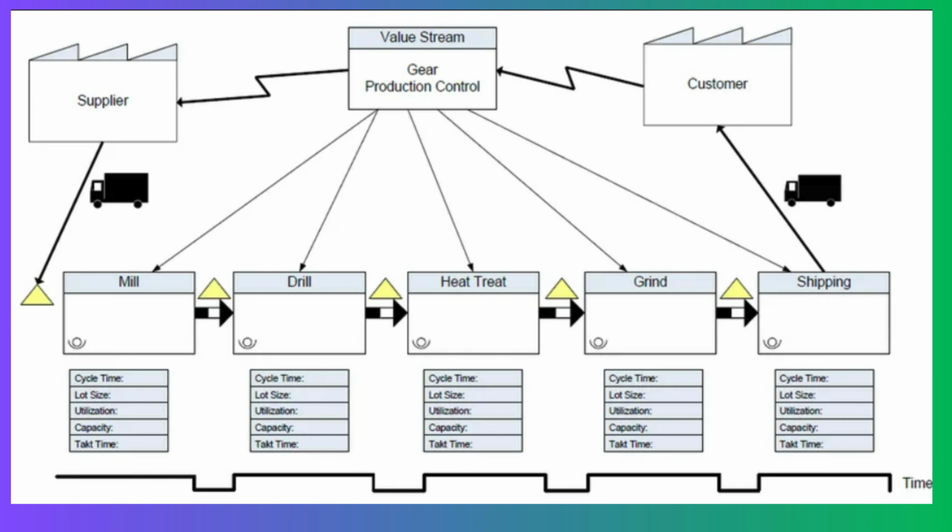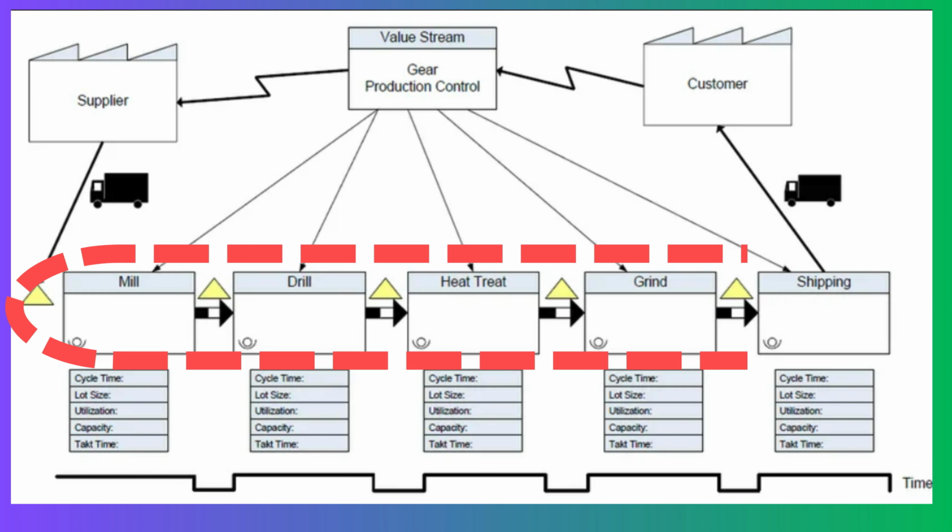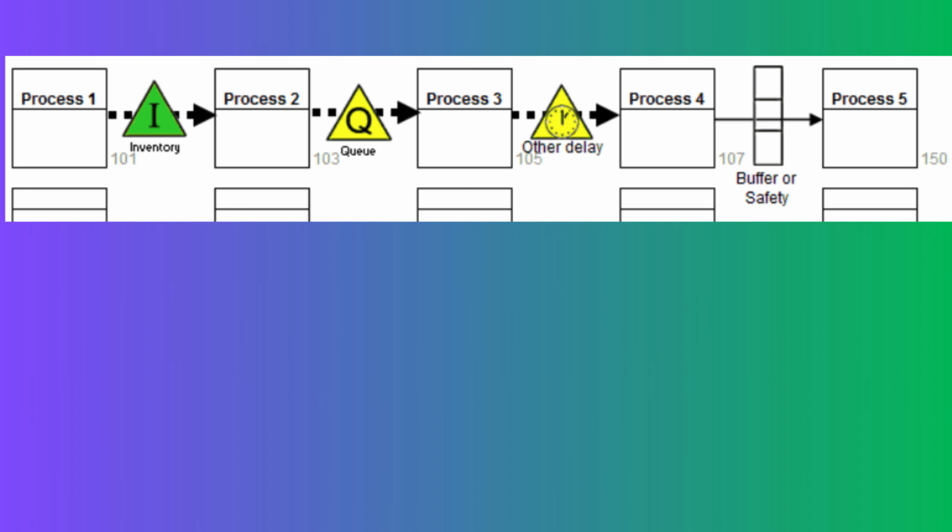Now let's walk through a typical sequence of a value stream map. We start from the customer side where demand is defined. This tells us how much we need to produce and at what frequency. From there, the information flows to production planning or control, which converts customer demand into schedules for the shop floor. Next, we move into the process steps, where each operation is represented along with key data such as cycle time, changeover time, uptime, and inventory levels between the processes.